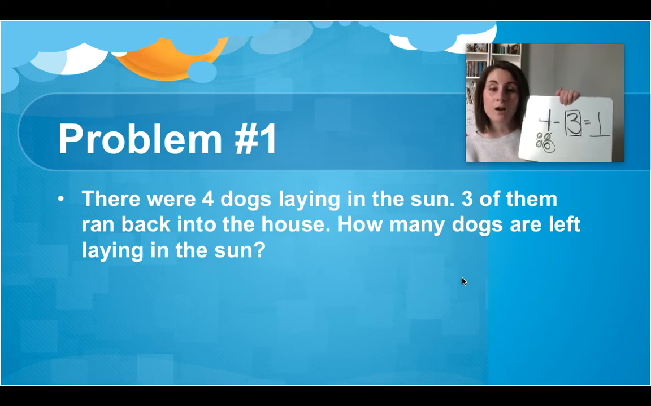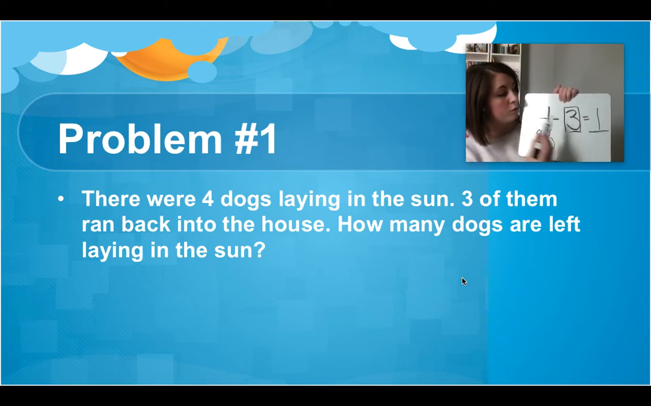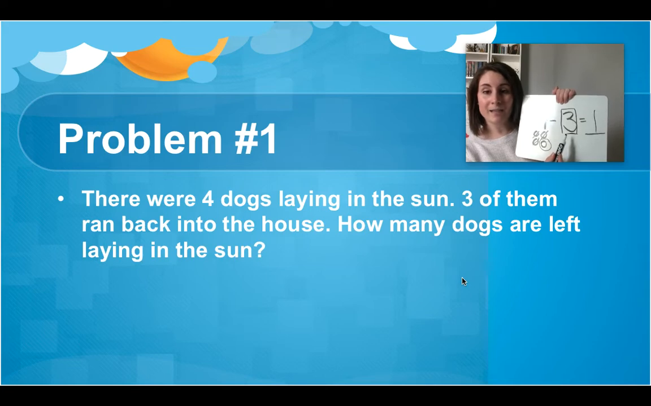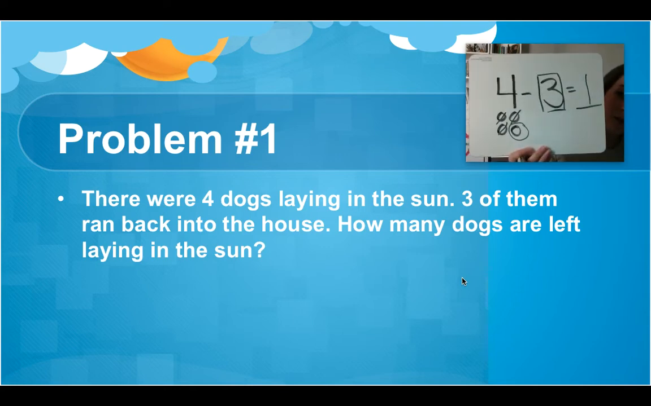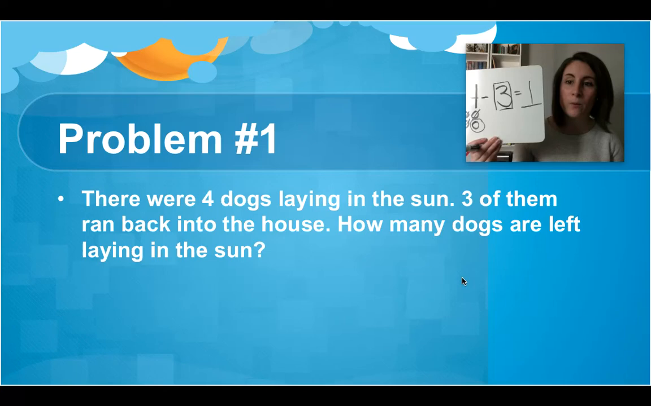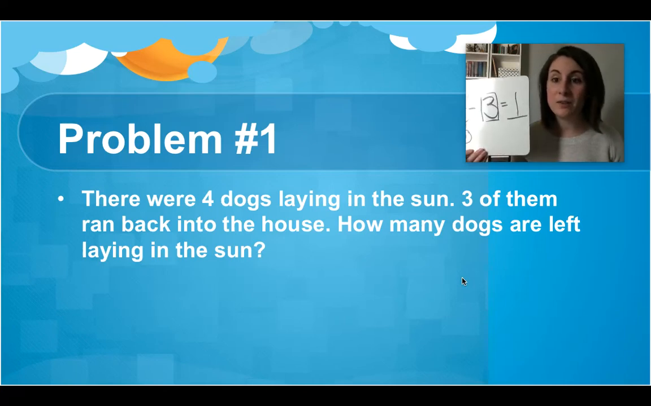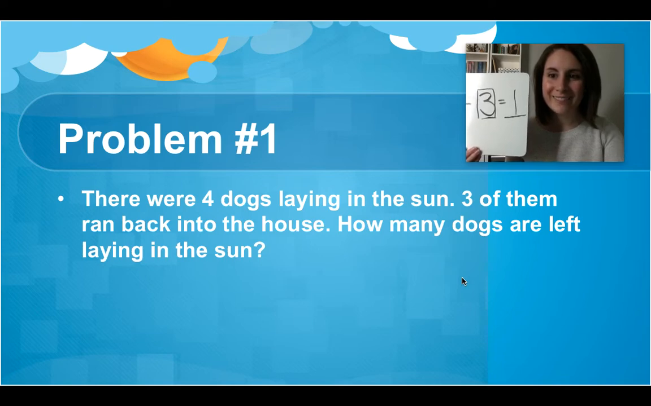So for this problem, we solved it. There were 4 dogs laying in the sun. 3 of them ran back into the house. That left 1 dog laying in the sun. Make sense? So you guys did really well with that one. We're going to keep moving forward, and you're going to have the chance to do some of these with a little more work time on your part. Okay? So let's go.